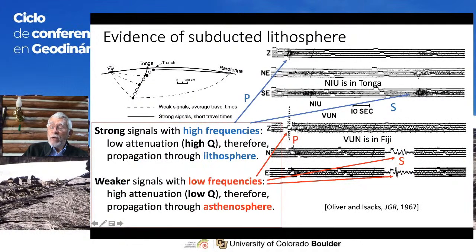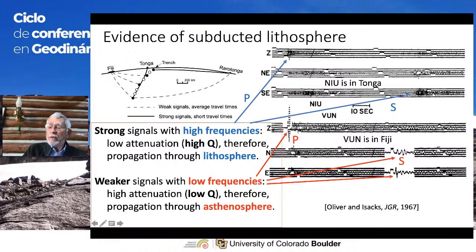If we just look at seismograms just as examples, so Numate is in Tonga. It's a station over here. And this is the vertical component, the northeast and southeast components of seismograms recorded in Tonga from a deep earthquake someplace down in this area. The P wave is here, and you see very high frequencies. The bottom seismogram, Vunikoai, I think, I can't remember, VUN is in Fiji over here. And the P wave is much lower frequency. You see what they've had to outline it here. It's big, but it's much lower frequency than what you have here.